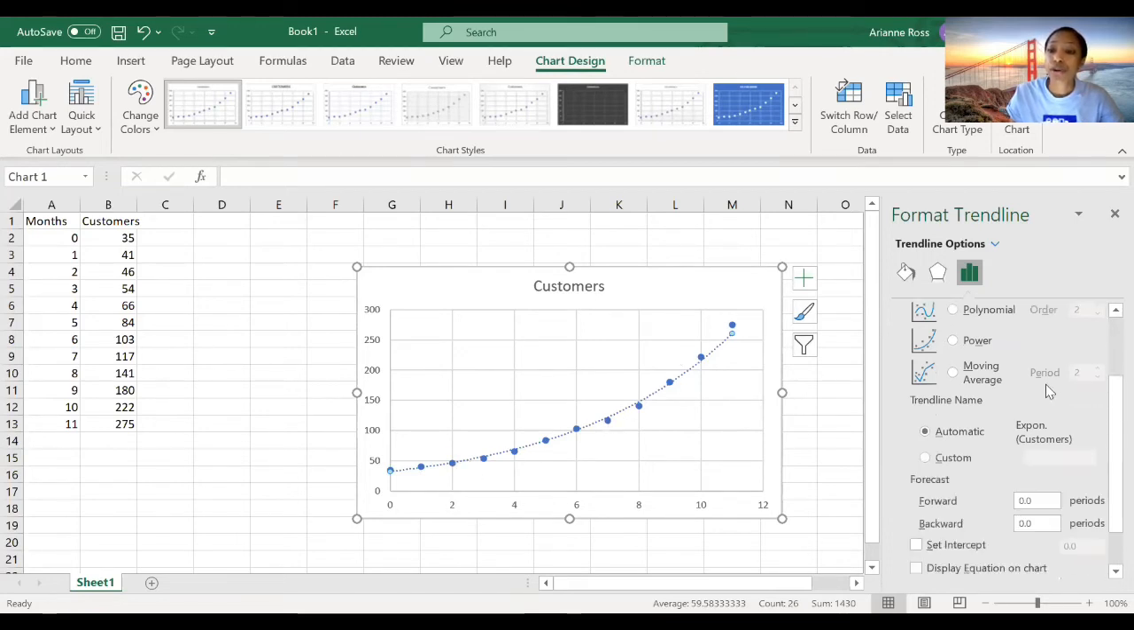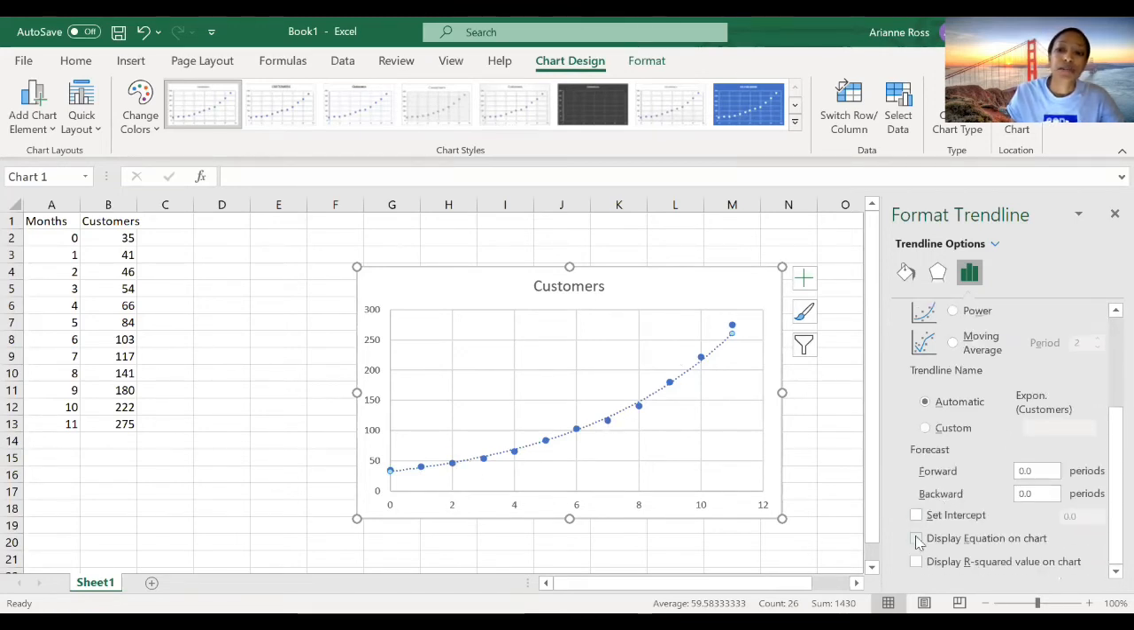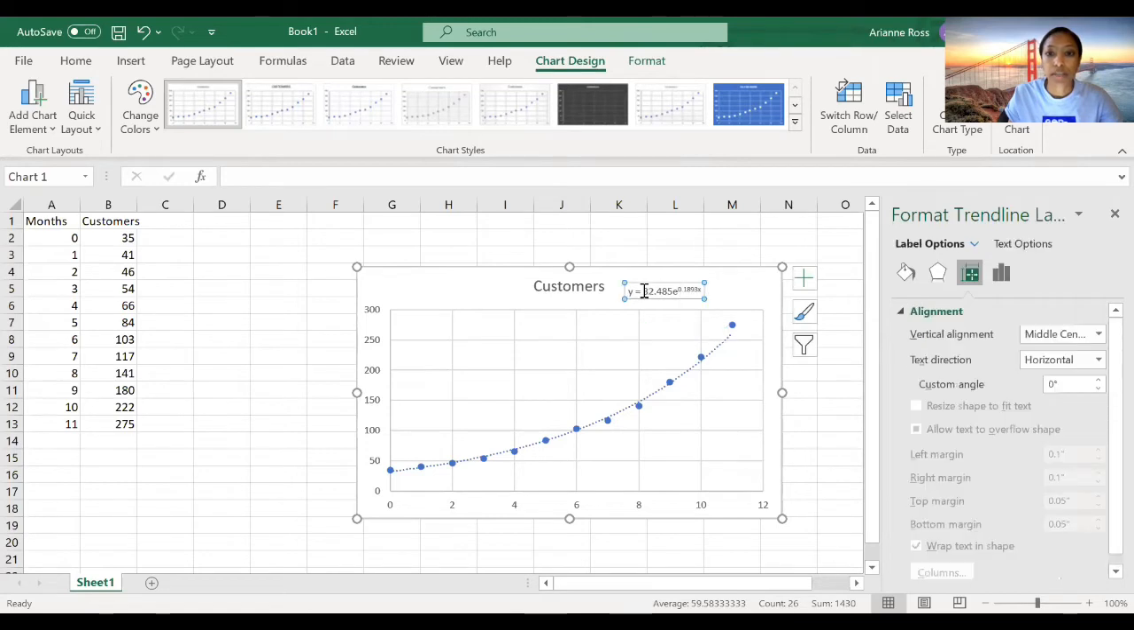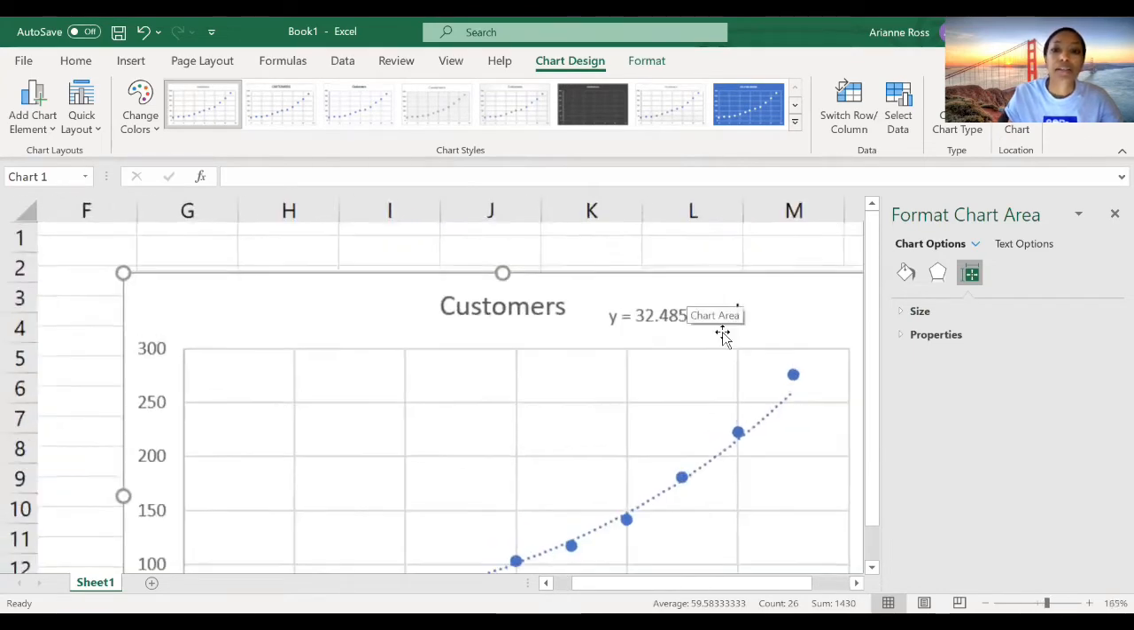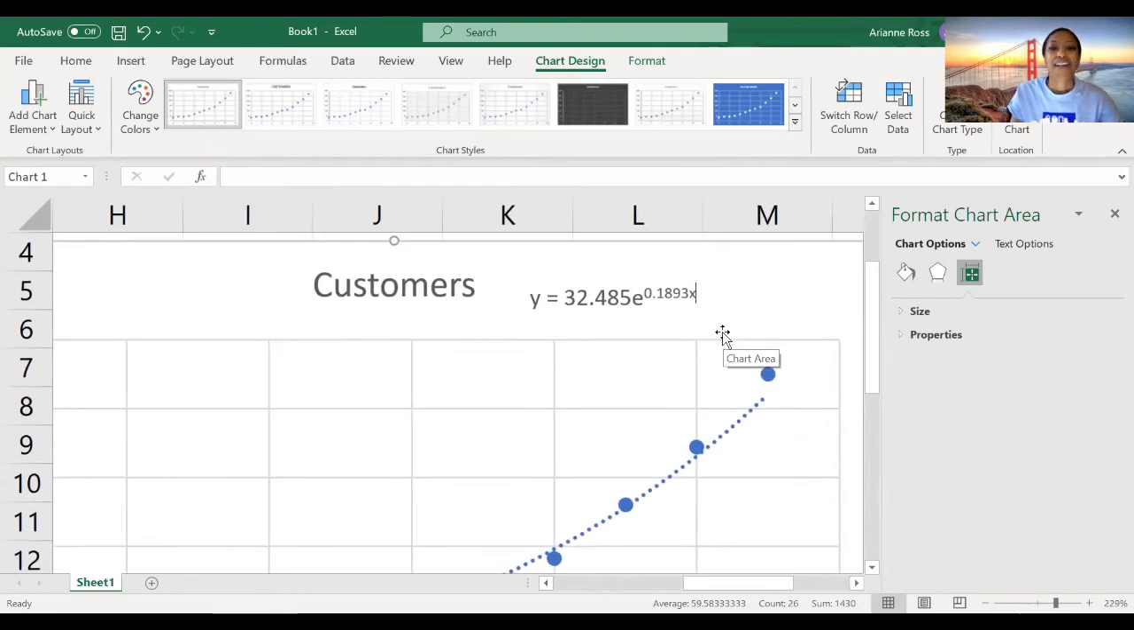And then if you scroll down, we have to click Display Equation on Chart so that we actually get our equation. I'm going to move it up and then zoom in. Can we make it bigger? It won't let me make it bigger? Terrible. All right, so I'll zoom in here. Our equation is y equals 32.485 e to the 0.1893x. So let's write that down for part A.